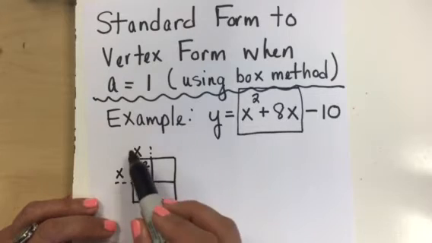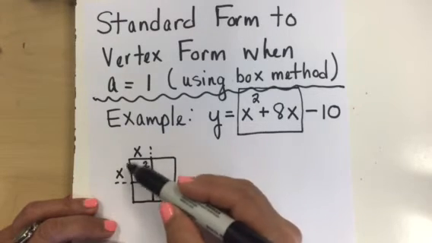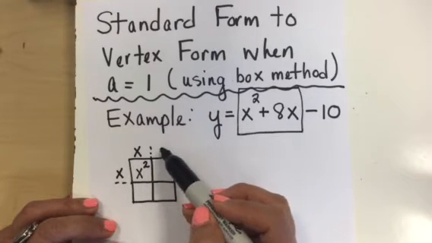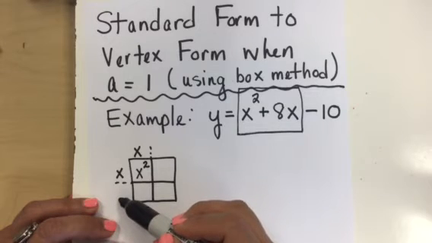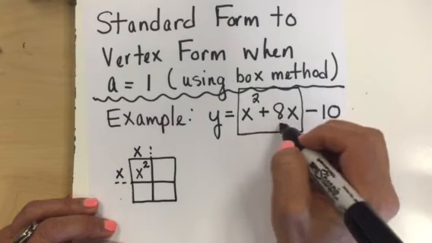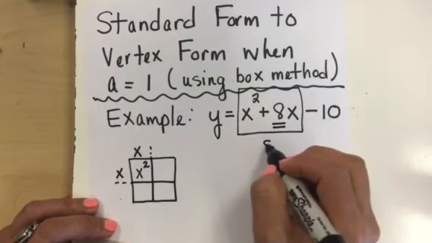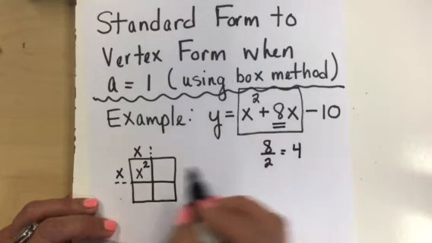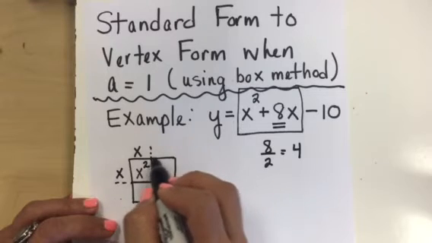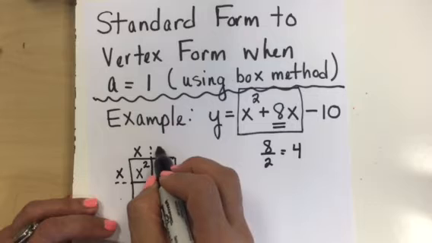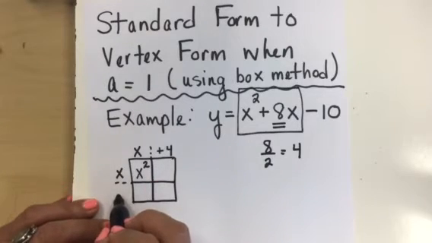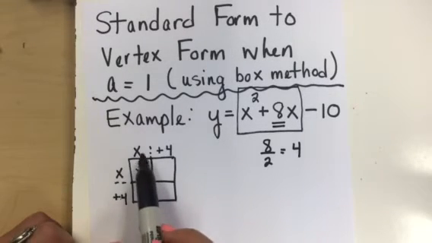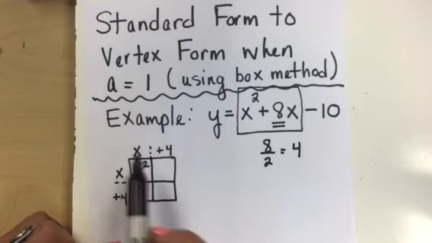Well, since this is a square, that means that the length and the width of our square have to be the same. So the number that I put here and the number I put here have to be the same number. So looking at our number 8, if we took 8 and divided it by 2, we would get what? A 4. So that means that the length of this part of our square would have to be a positive 4. And this would also have to be a positive 4.